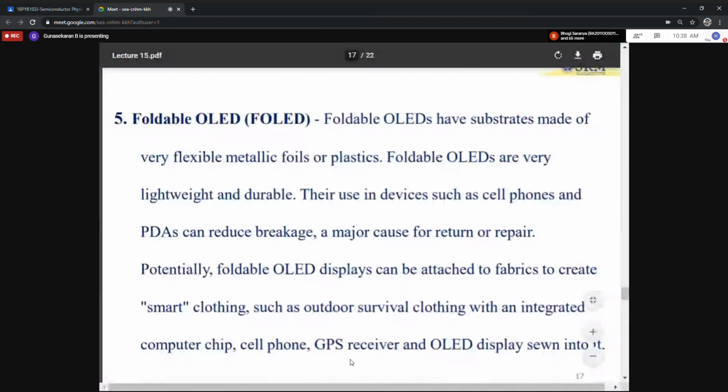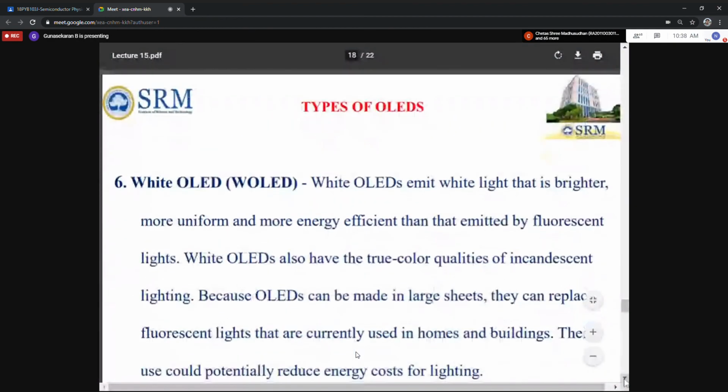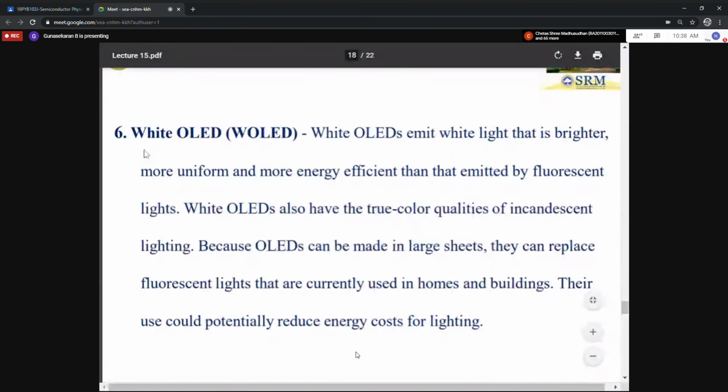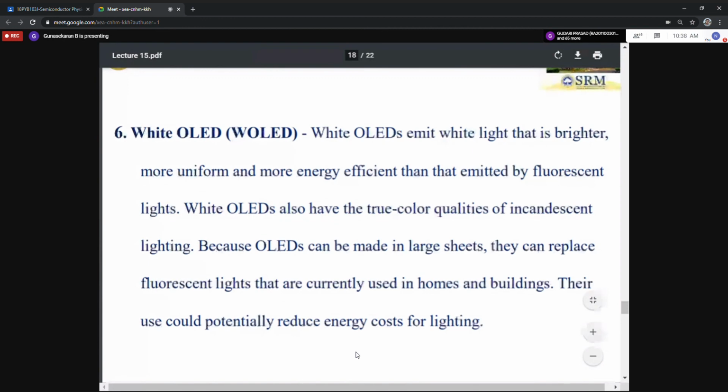Then the last one is white light OLEDs. They emit only white light. White OLED means, for example, if you see the batteries in your cell phone, I think you use laser lights, only one color, that white light coming like this. Like that, you take only the white output. So the white OLED emits only white light that is brighter, more uniform and more efficient than the light emitted by fluorescent light.